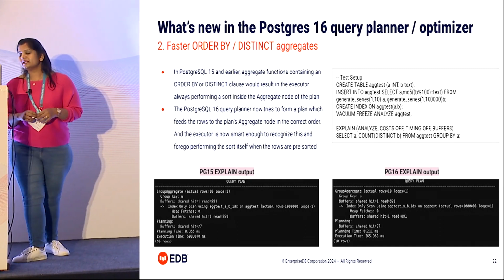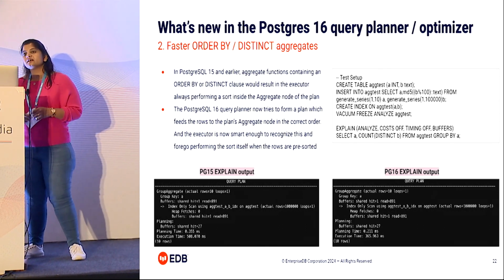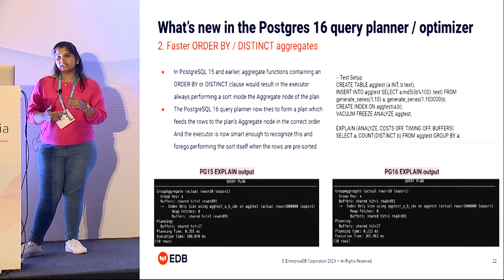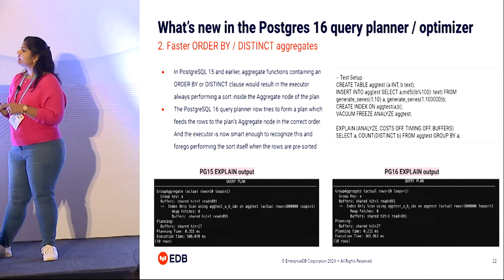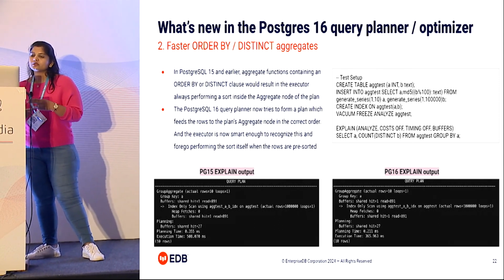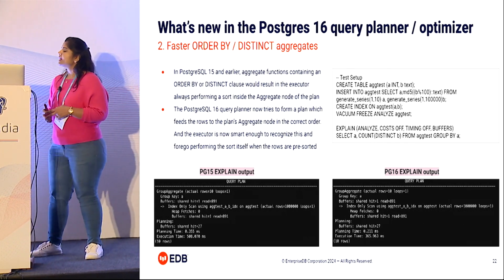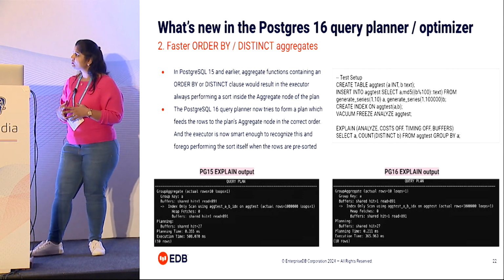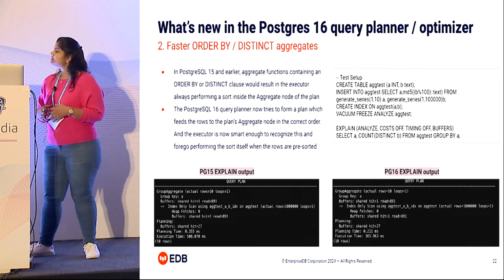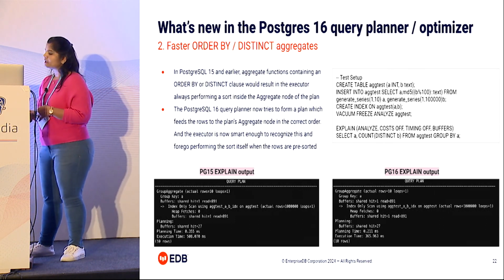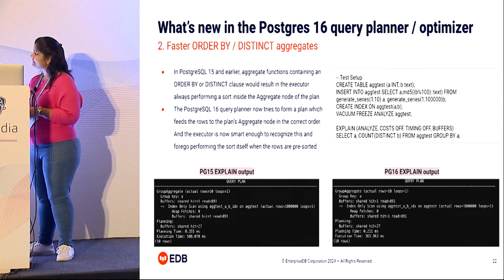Next is faster order by distinct aggregates. So earlier, when aggregate functions had order by or distinct, the executor would require the sorting to be done in the aggregate node of the plan. But in PostgreSQL 16, the planner now tries to make a plan such that the already sorted rows are passed to the aggregate node in the correct order. And also the executor is smart enough to know that the rows are already sorted, and it will let go of the sorting inside the aggregate node. So here is a sample test, and again explain output from PostgreSQL 15 and PostgreSQL 16. So here also you can see an improvement of almost 50 to 60%.